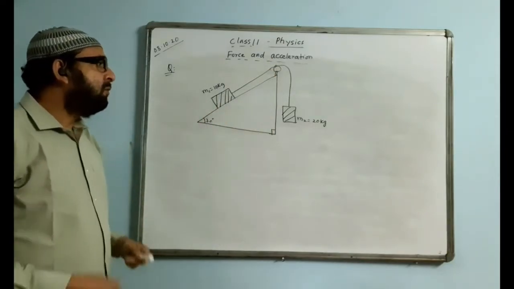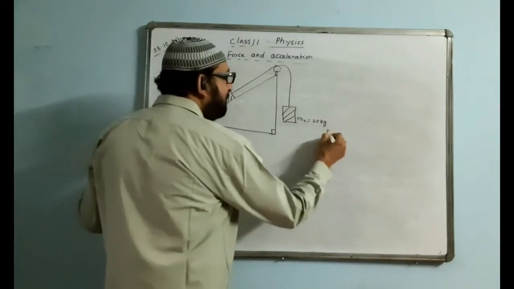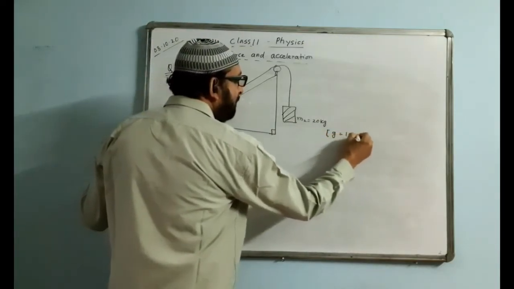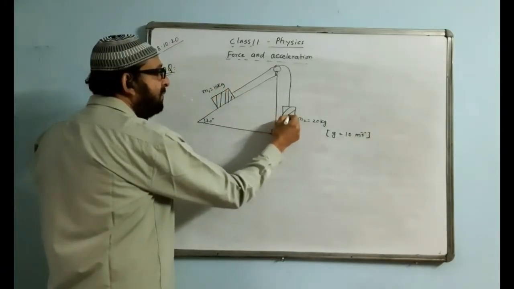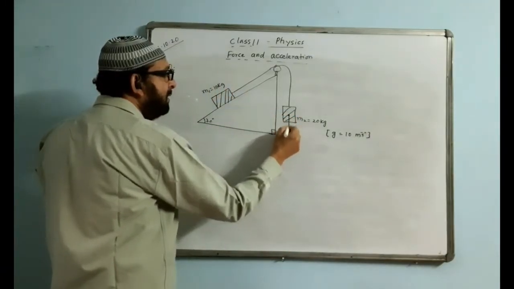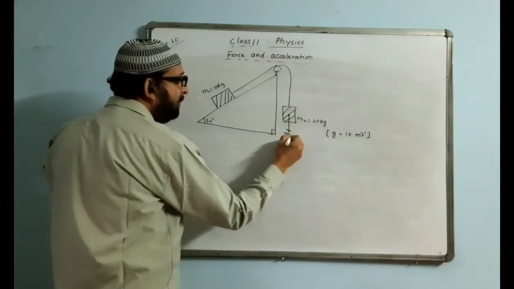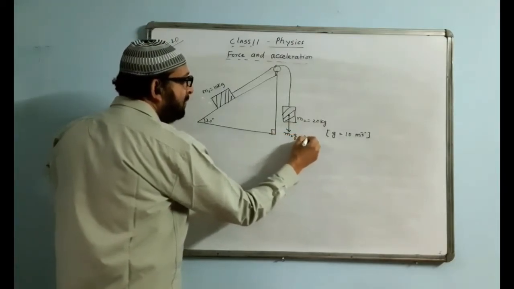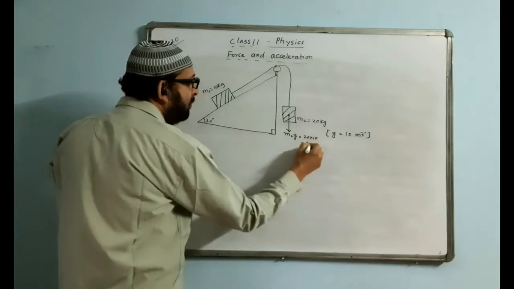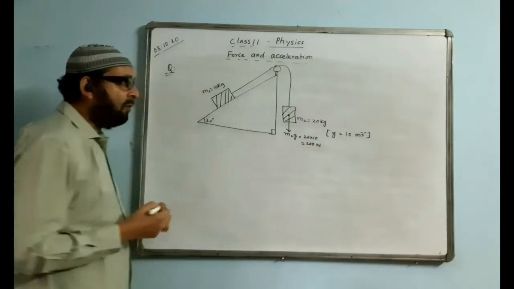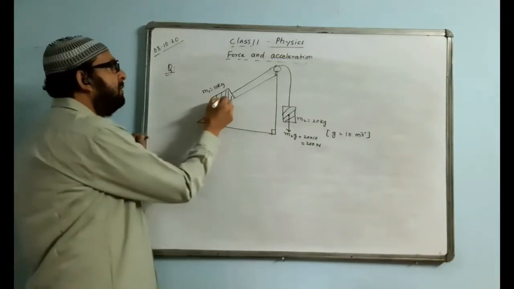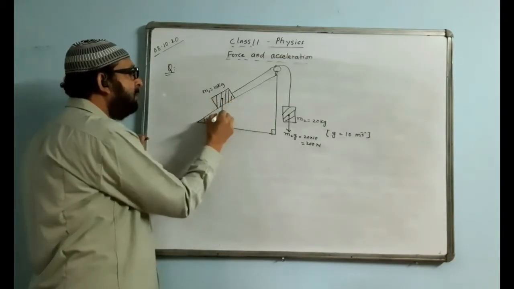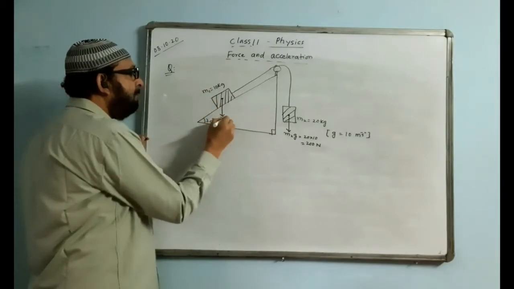Okay, now how to do it? The value of g in the question is supposed to be given as 10 meters per second squared. The hanging mass will have a force acting in the downward direction, that is the weight. I am writing it as M2g, the value of which will come 20 into 10, so 200 Newton is acting downward. On the inclined plane, the weight will be there, M1, so write it M1g.